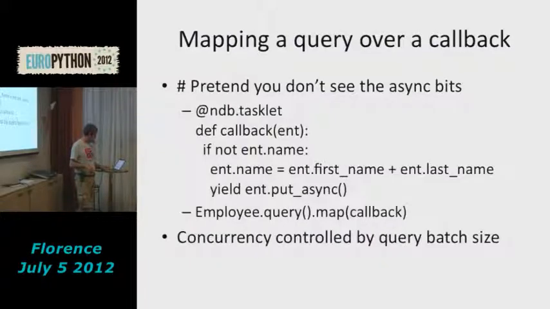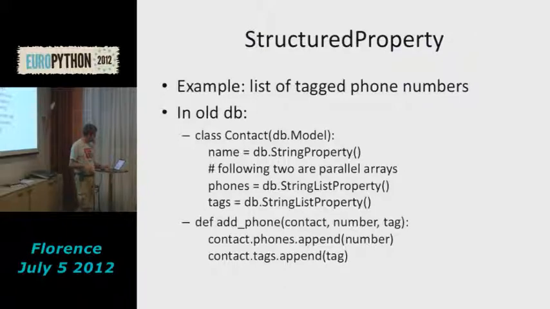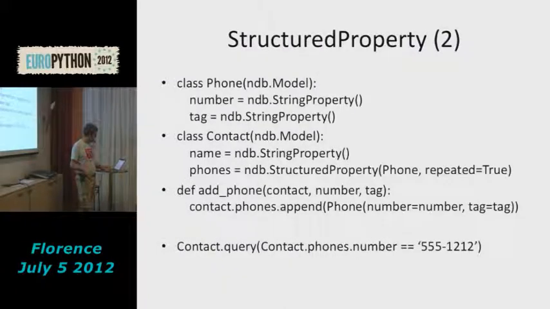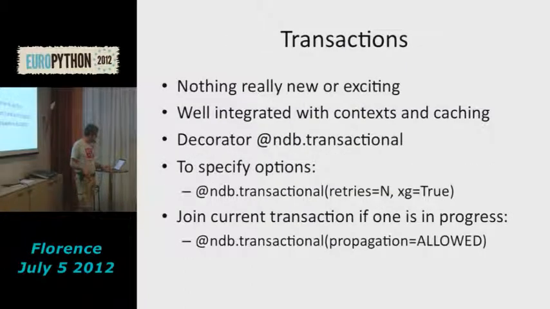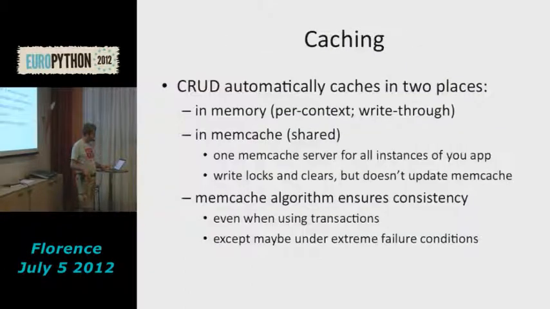What else? This is something that would also fit very well in the asynchronous stuff, so I'll come back to that. Structured property: you can nest one model inside another, just like in languages like C and Pascal, you can nest one structure inside another. Or you can have an array of structures, which is very useful. Transactions are exactly the same as they were before. Caching is cool.